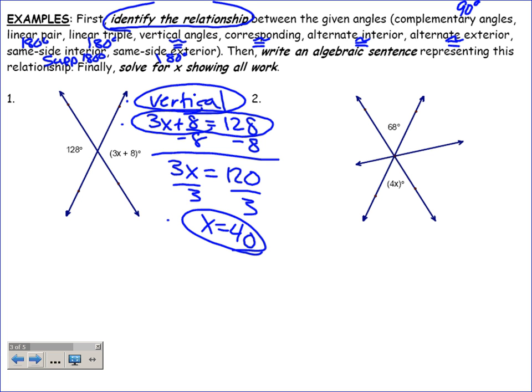No, sir. Okay. What's the relationship for number 2? What's that? They're not complementary. Complementary means they would be right next to each other. They'd add up to 90 degrees.